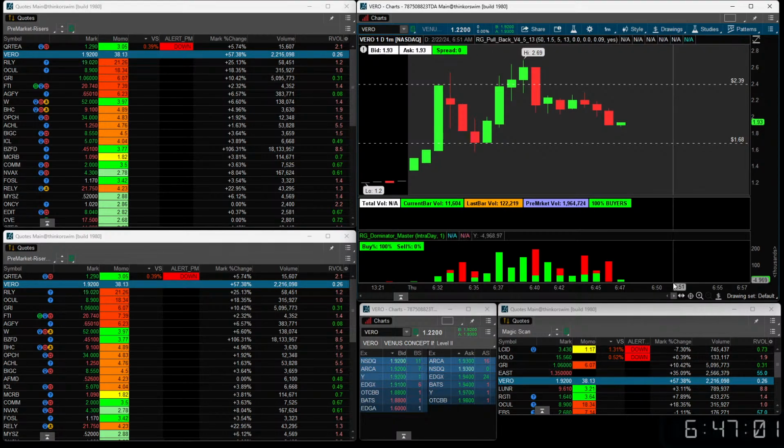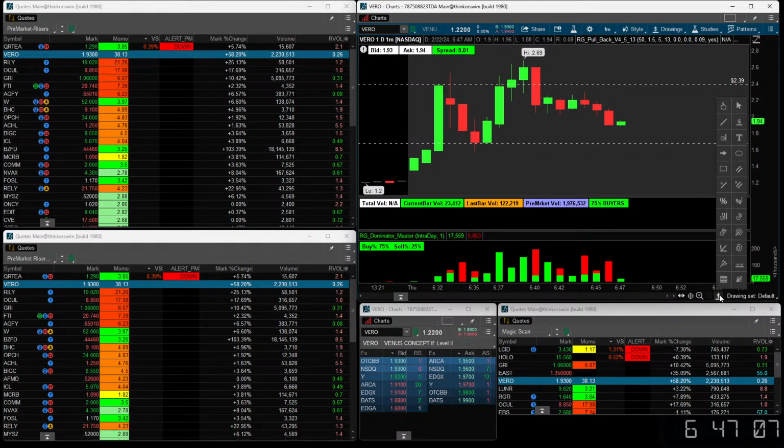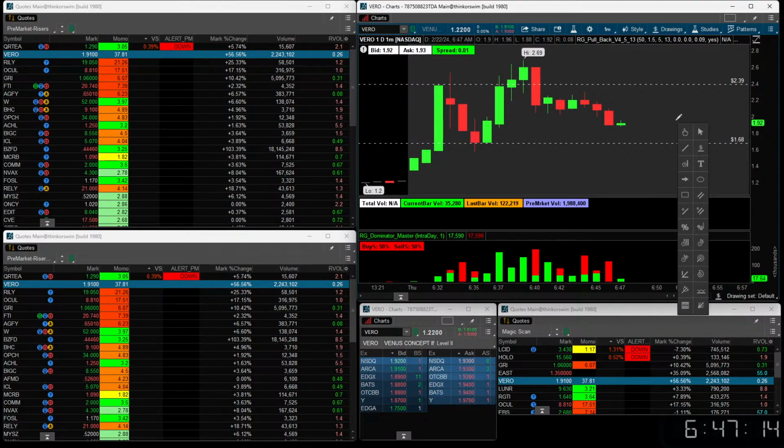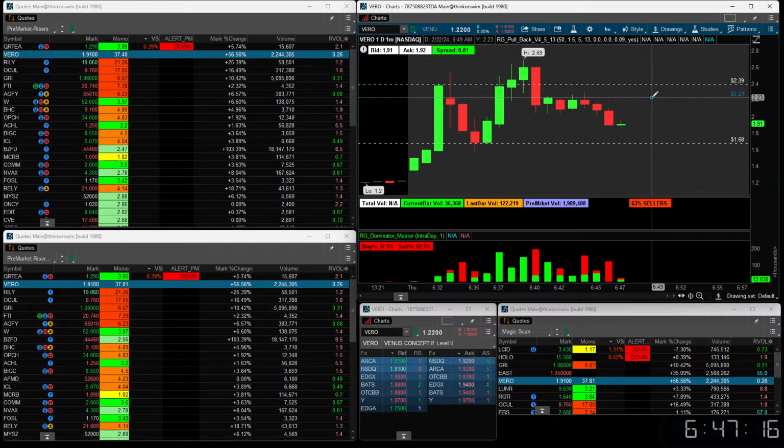Yeah, you can access your drawing tool several ways. You can also click right down here. These are your drawing tools as well. Or you can click your middle mouse button. I forgot who told me that trick. The middle mouse button will also bring them up.